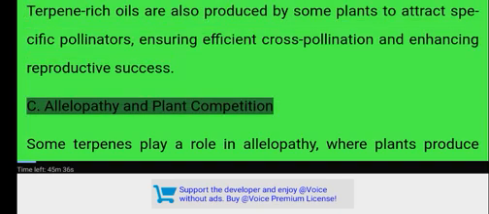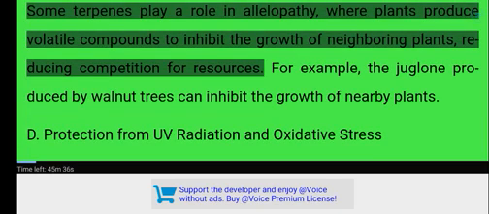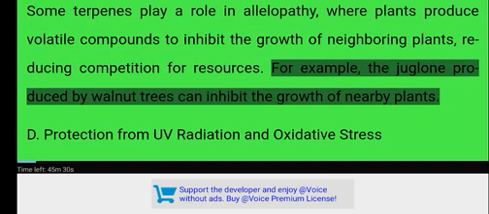C. Allelopathy and plant competition. Some terpenes play a role in allelopathy, where plants produce volatile compounds to inhibit the growth of neighboring plants, reducing competition for resources. For example, the juglone produced by walnut trees can inhibit the growth of nearby plants.